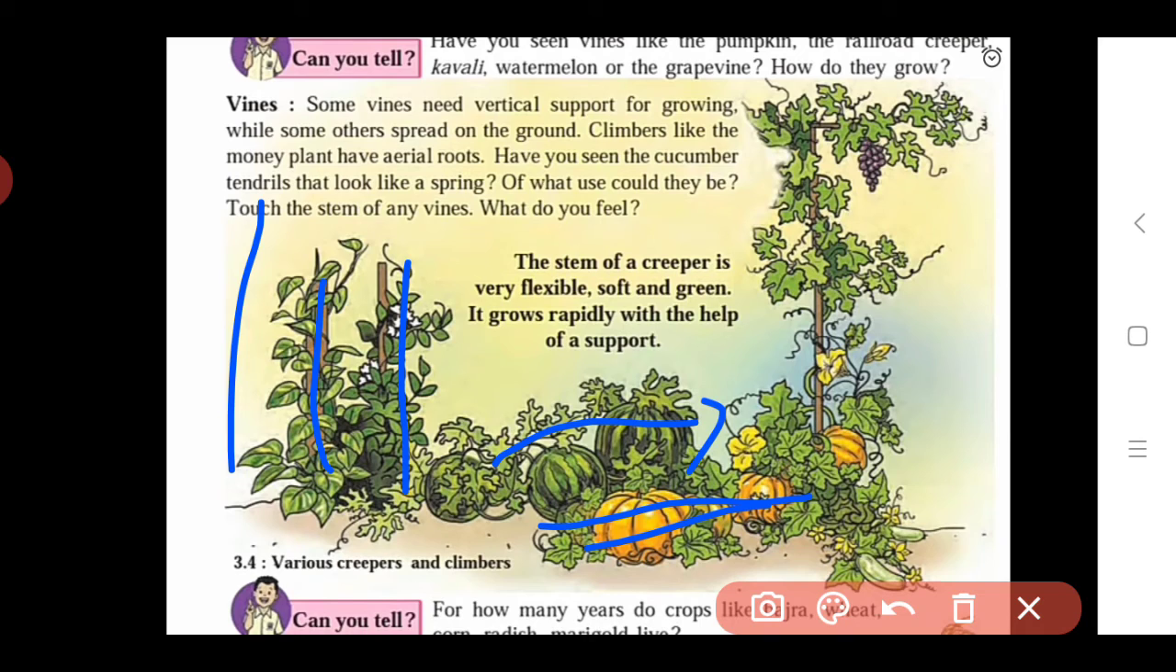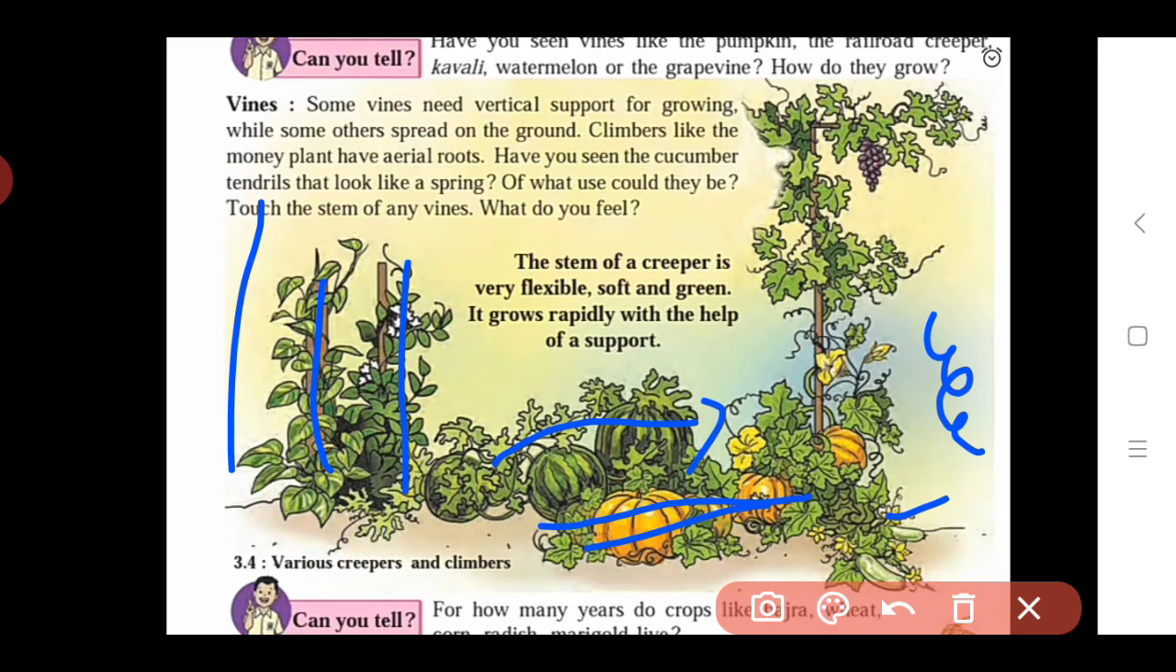Climbers like the money plant have aerial roots. If we see the money plant, it has aerial roots for finding attachment to the support. These roots help to find the vertical attachment. Have you seen the cucumber tendrils that look like a spring? The grapevine and cucumber also have tendrils, a spring-like structure. So of what use could they be? What is the function of such tendrils or the aerial roots of the money plant?